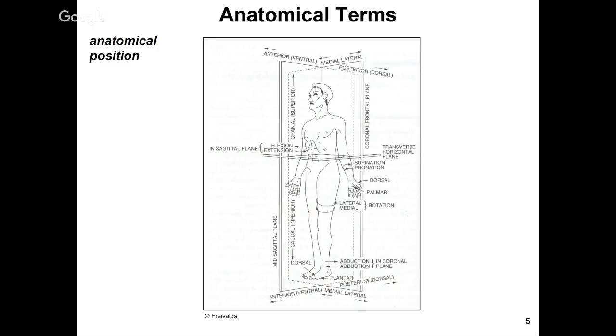Abduction, with a B as in Bravo, means your limb moves away from anatomical position, away from your body, your core. So this is abduction of your arms, and this is adduction. Think of it as adding it back to your body. We may or may not use all of these terms, but it's good to be familiar with them.